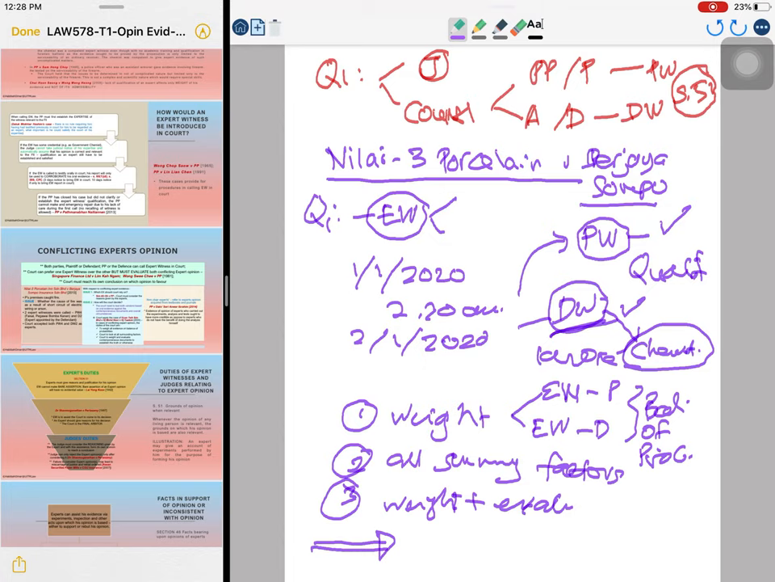Even though Nilai Porcelain may have some financial problem, you cannot use that to assume that they have caused the fire. You got that? So that is how the court in Nilai Porcelain decided in assessing two conflicting expert opinions. Right? In addition to that, this is how it goes.